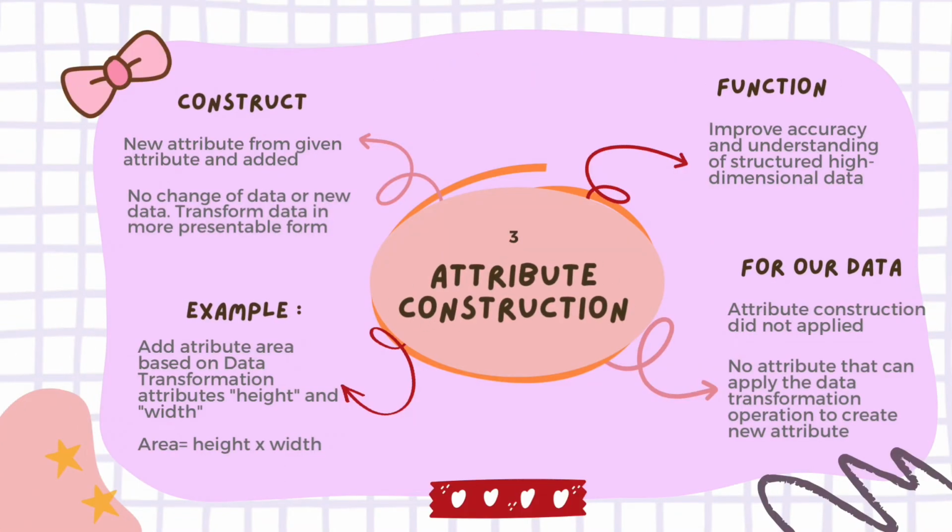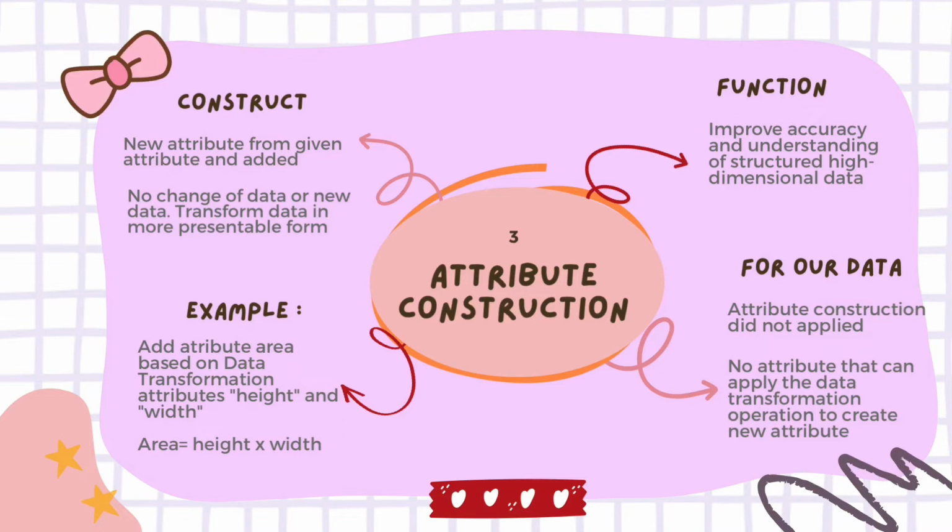In attribute construction, new attributes are constructed from the given attributes and added. This filter functions to improve the accuracy and understanding of structure in high-dimensional data. In this method, we do not change the data or add new data. We just transform the existing data into a more understandable and presentable form. For example, we may wish to add the attribute area based on the data transformation of attributes height and width.